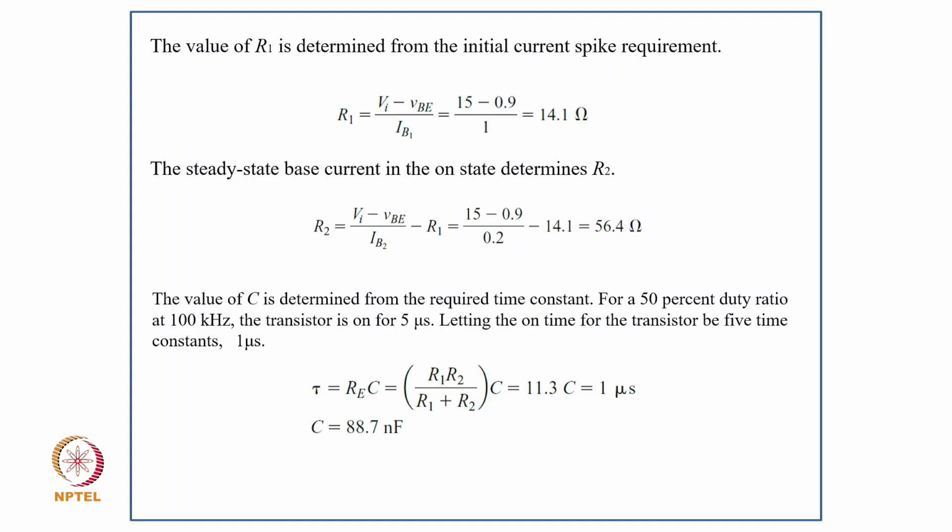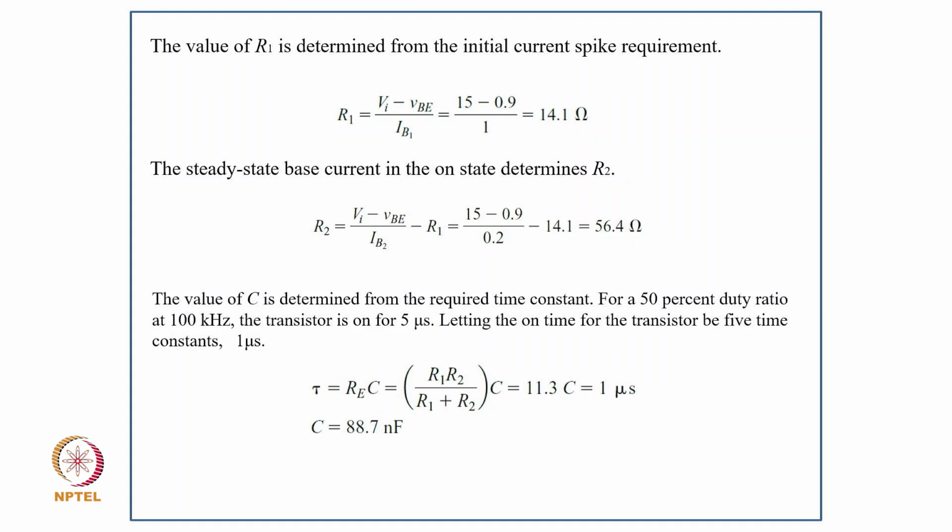So value R1 is determined from the initial current spike. So R1 equal to Vi minus VBE divided by IB1. Putting value it comes 14.1 ohm. So for the steady state base current in the on state, R2 equal to Vi minus VBE upon IB2, so putting the value it comes minus R1. So it comes 56.4 ohm.